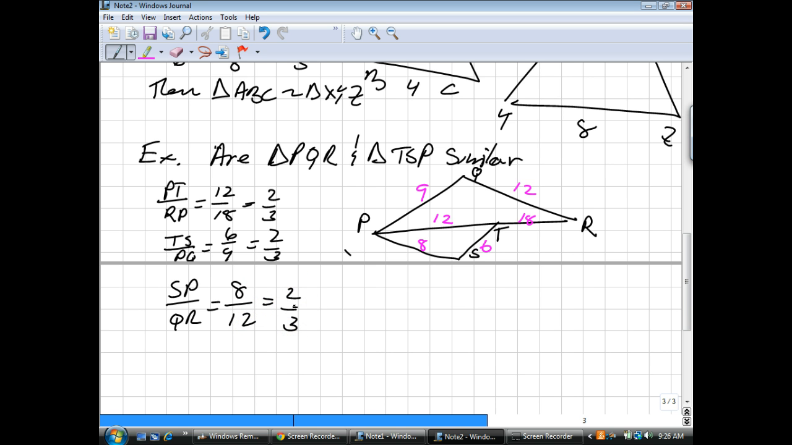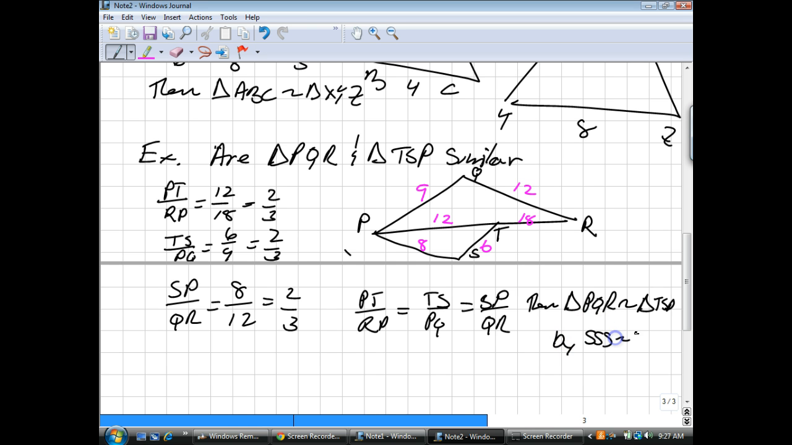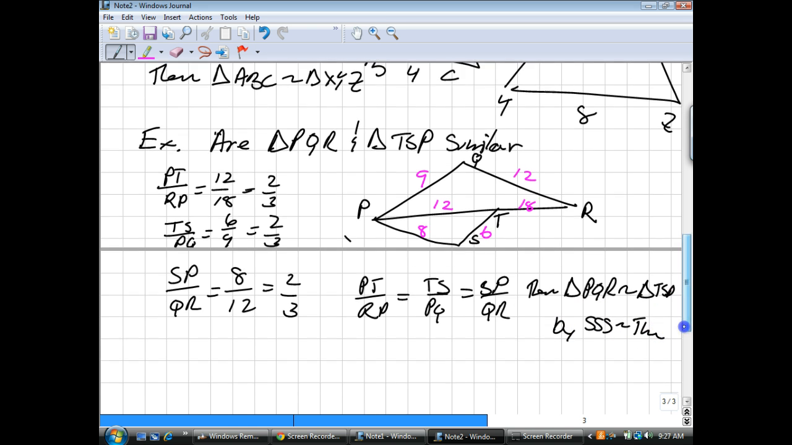Okay? And so, since PT is to RP as TS is to PQ, as SP is to QR, then triangle PQR is similar to triangle TSP by the side-side-side similarity theorem.